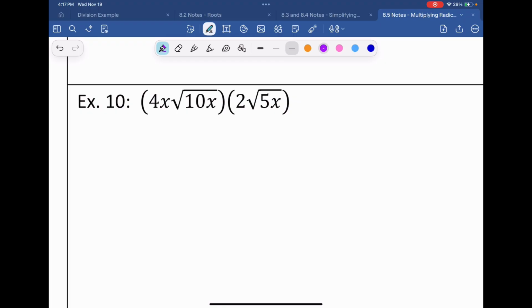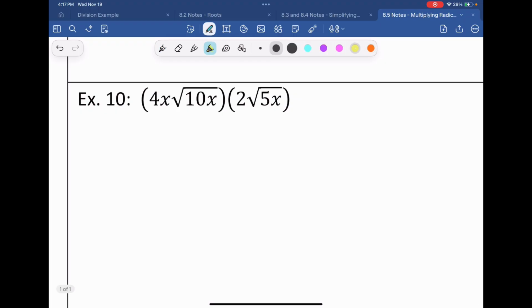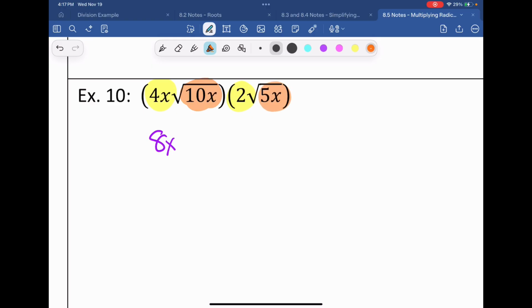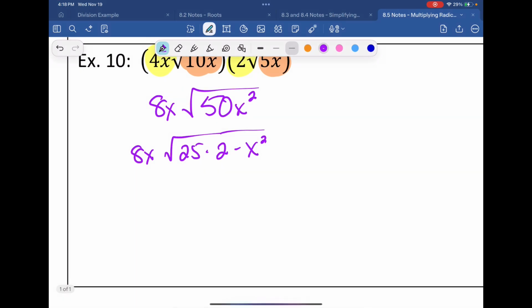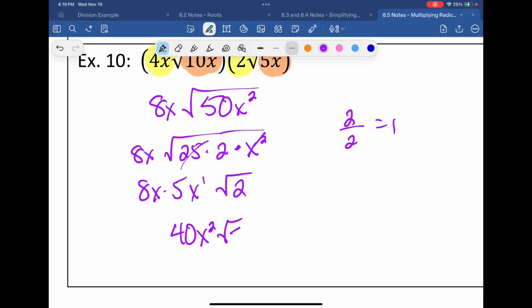All right, multiply the outsides together. And then multiply your insides. The largest square into 50 is 25. Square root of 25 is 5. And then your square root of x squared, exponent divided by index, no remainder, so x to the 1. So we get 40x squared root 2.